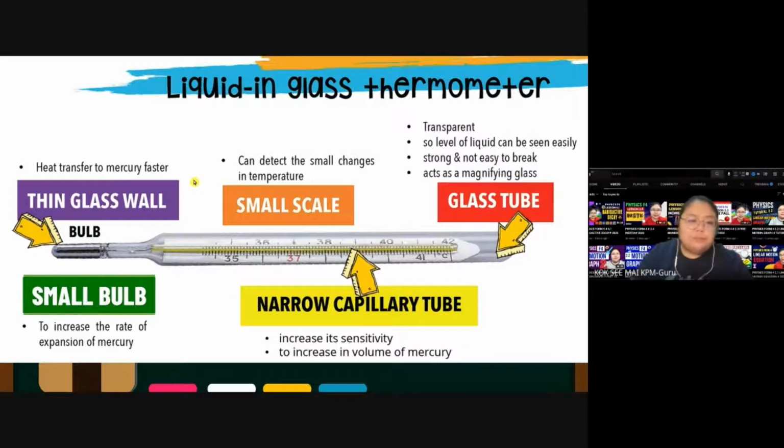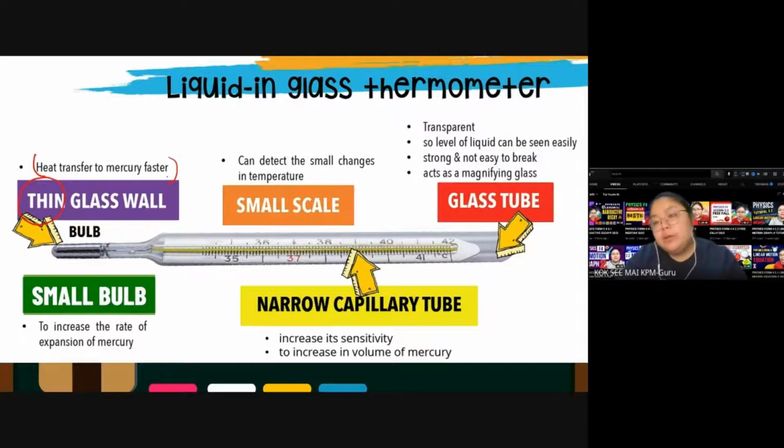Okay, the first one, the bulb, we call it the bulb, with a thin glass wall. That means the wall of the bulb must be thin. Why? Because we put it in the liquid or you put it in the ice. A thin wall means easy to absorb the heat, or you can say easy to release the heat also. So this is one of the points they will ask you about the glass wall. Do you want thin or thick? The answer is thin. So how to answer? Give the reason. Heat transfers to the mercury faster.